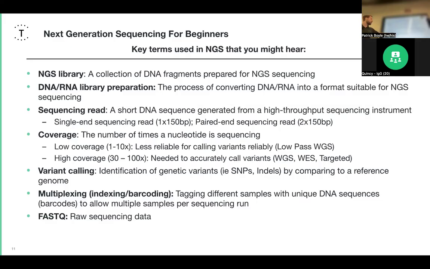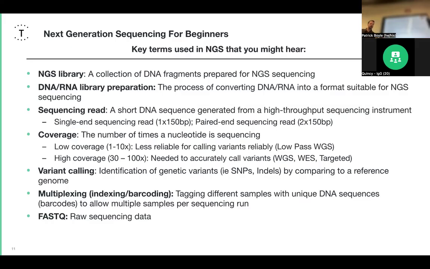Multiplexing, you'll hear that quite a bit, which also usually is in tandem with indexing or barcoding. That's tagging different samples, not the molecules, but the samples, with a unique DNA sequence that's attached to the library. And that allows for multiple samples to be sequenced at the same time. So that's when you start talking about pooling or multiplexing. Then that's when you start getting into our UDIs that have barcodes.